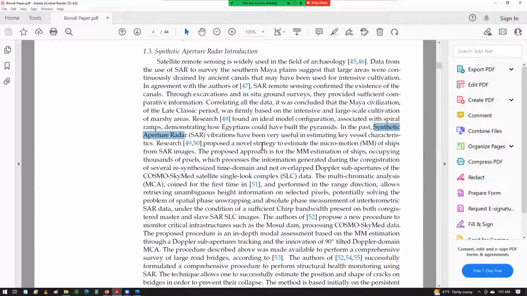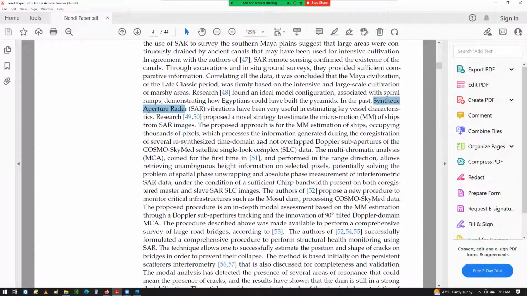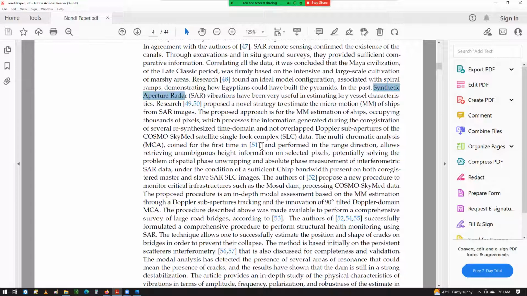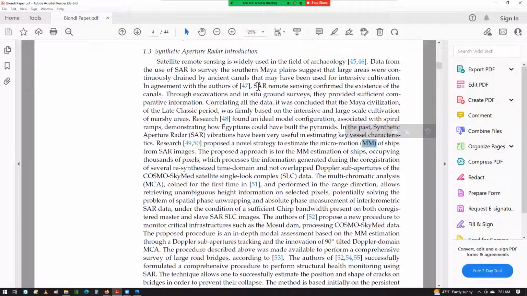There's also some composition problems, but anyways, I just want to get through this so you get the takeaway. Here's micromotion. This is an important abbreviation, that key. Micromotion is basically these tiny movements of the pyramid. Different parts of the pyramid are moving with different energies, and this is really what they're detecting with this synthetic aperture radar from the satellite.